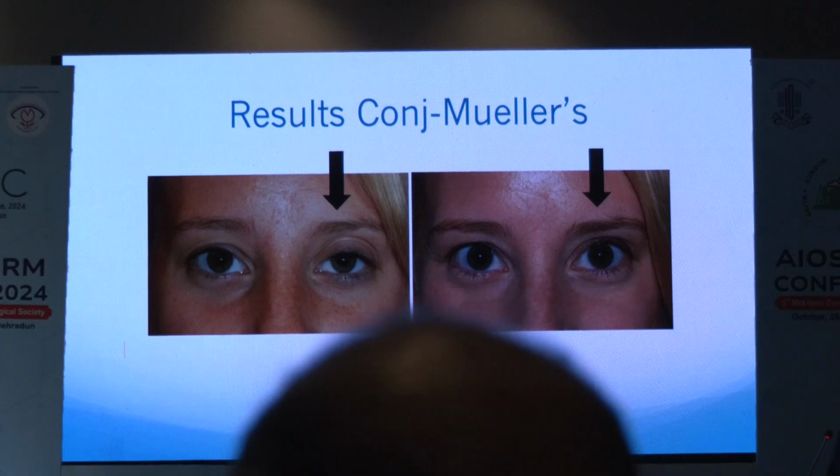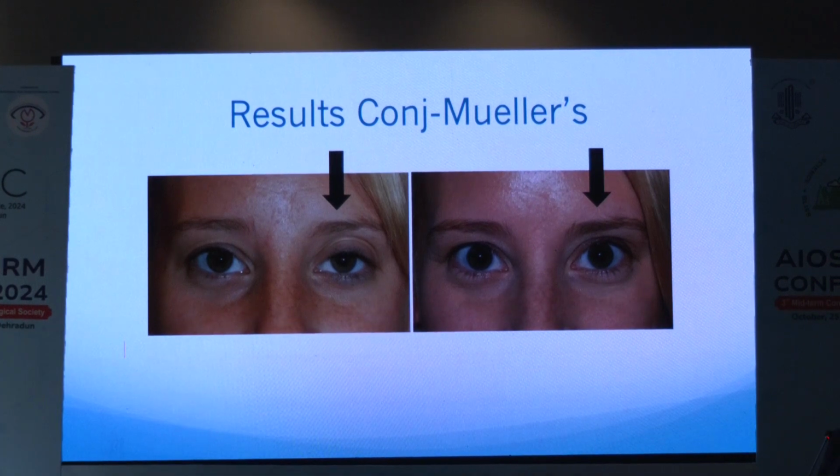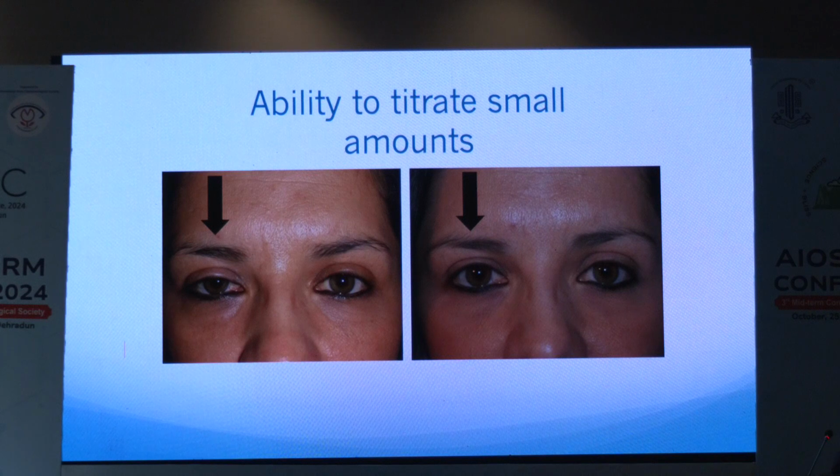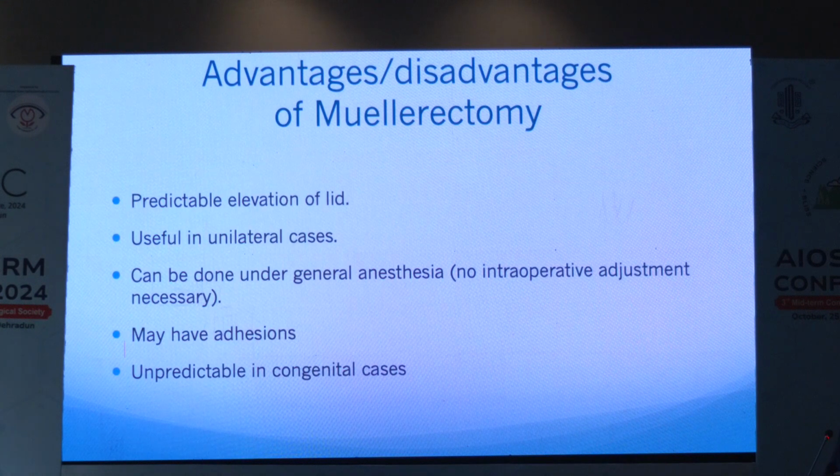These are before and after Müllerectomies in the left eye. This is one on the right eye. You can titrate it. If you only need 1 millimeter of lift, you can do a 4 millimeter resection. So the advantages of Müllerectomy: there's relatively predictable elevation. It's very useful in congenital cases. It can be done under general anesthesia because there's no need for intraoperative adjustment.